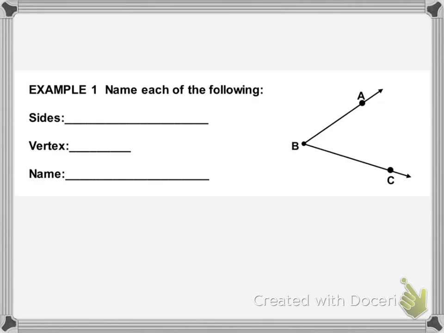So for this first example, we're going to look at an angle. To the right, that is a picture of an angle. An angle is made of two rays that are joined at the vertex of the angle. So we'll talk about these.